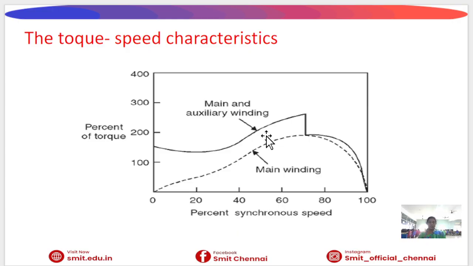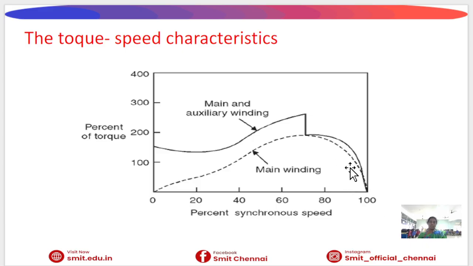Next is the torque speed characteristics. On the x-axis, we mark the speed, and on the y-axis we mark the torque. At the start point, the torque is very low. As the speed increases, the torque increases. Near the synchronous speed, the torque slightly decreases. The speed is slightly less than the synchronous speed.